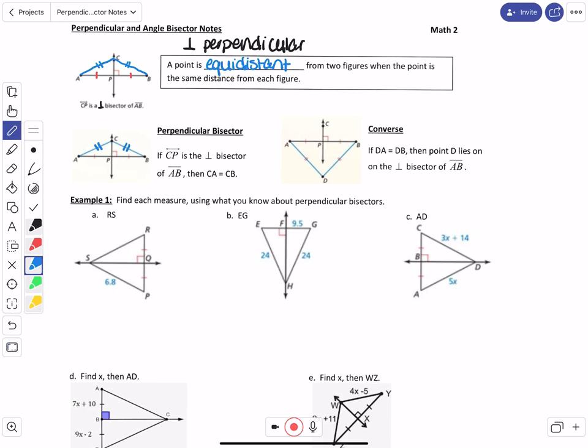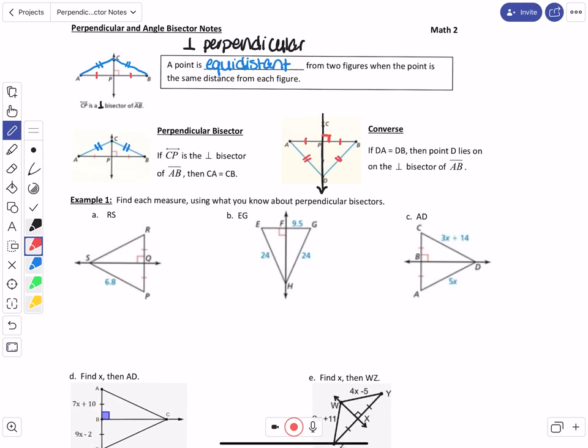The converse means if you just flip your sentence around. If DA is equal to DB, then point D lies on the perpendicular bisector of AB. So that just means that if you extend this line, if you keep going with it, then it is on the perpendicular bisector. We can conclude that it is perpendicular. So these lines are congruent, and these lines are congruent.